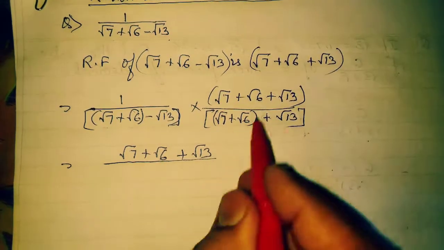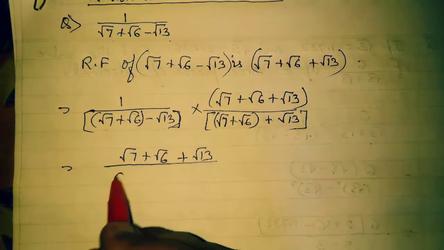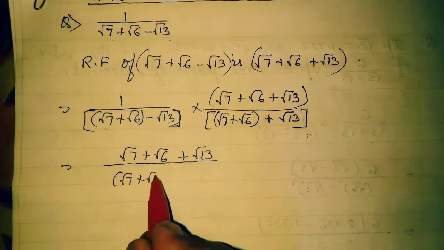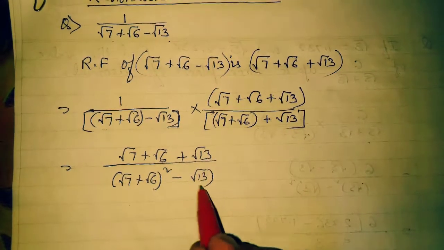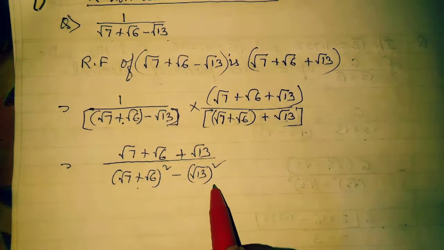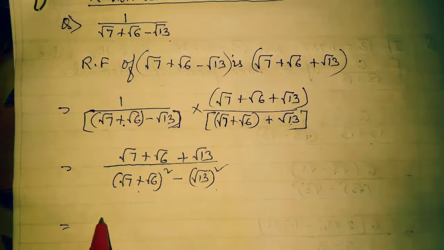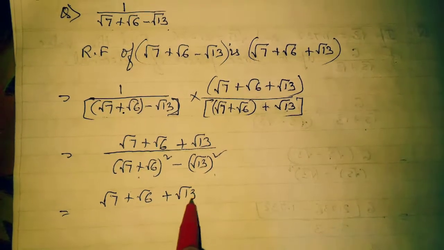So here also this is a and this is b. Understood, students? So a is what here? Root 7 plus root 6, its whole square, a square, and root 13 whole square, that is b square. Because (a minus b) into (a plus b) formula is a square minus b square. So finally we'll get root 7 plus root 6 plus root 13.